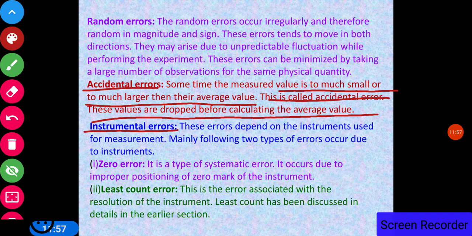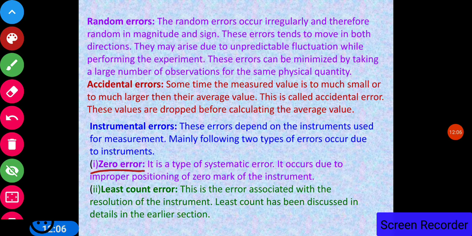Instrumental error. These errors depend upon the instrument used for measurement. Mainly the following two types of error occur due to the instrument. The zero error is a type of systematic error. It occurs due to improper positioning of the zero mark of the instrument. For example, if you are measuring the length of any object using a meter scale, and you do not put the zero on the initial point of the object, then the reading may be different.